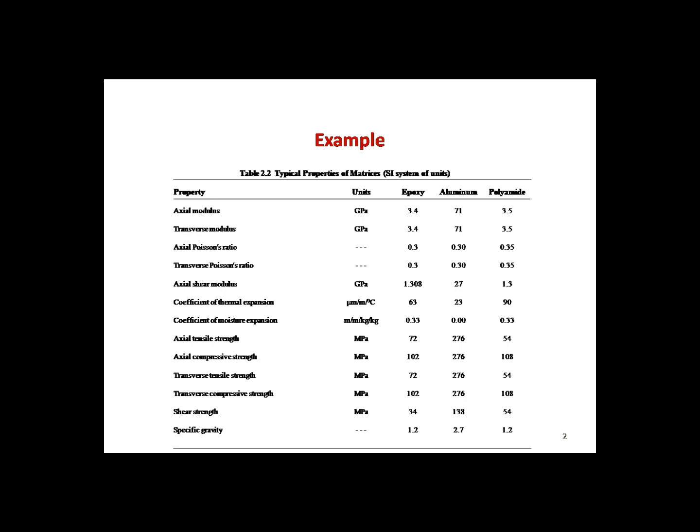And similarly, this Table 2.2 is dedicatedly made for the properties of matrices, and the same properties as we had discussed for the fiber have been listed for the matrices, like axial modulus and the Poisson ratio, different types of Poisson ratio, coefficient of thermal expansions, and the strength in various modes like tensile, compressive, and shear.